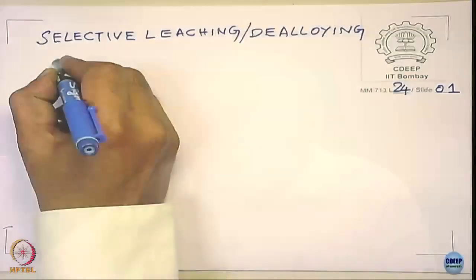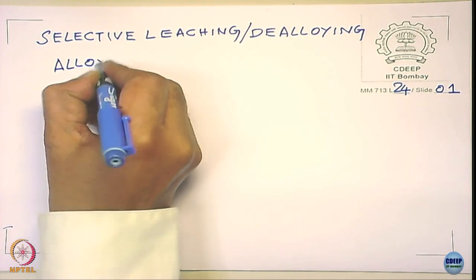Today, we shall discuss an important topic which is called selective leaching, or also called dealloying, sometimes called partitioning. They all mean the same. Now, why does the problem of selective leaching occur in the first place? Why does it really happen? It happens because it is concerned with alloys. They are not concerned with the pure metal, they are concerned with alloys.